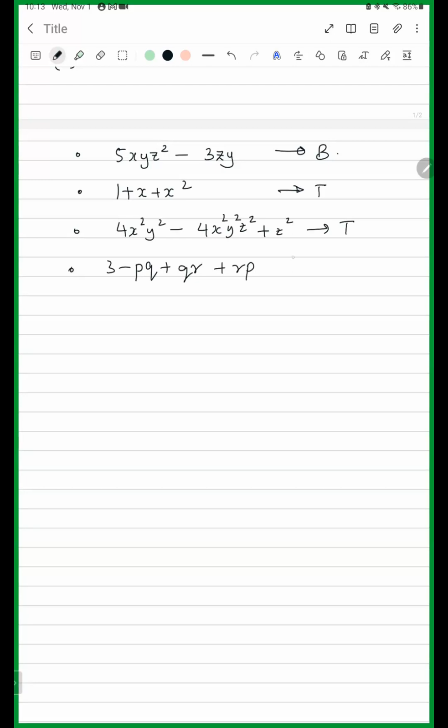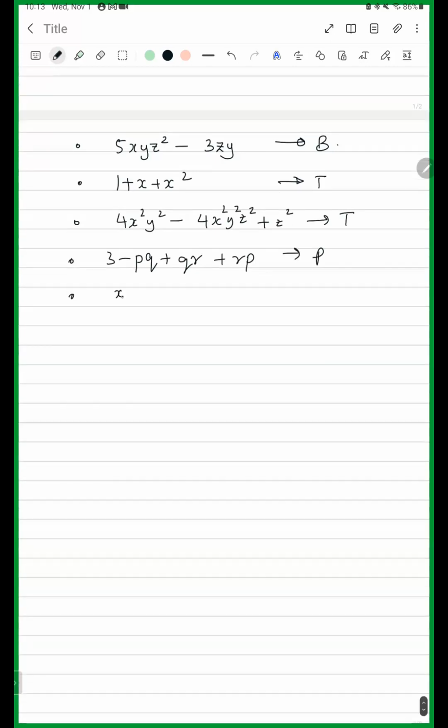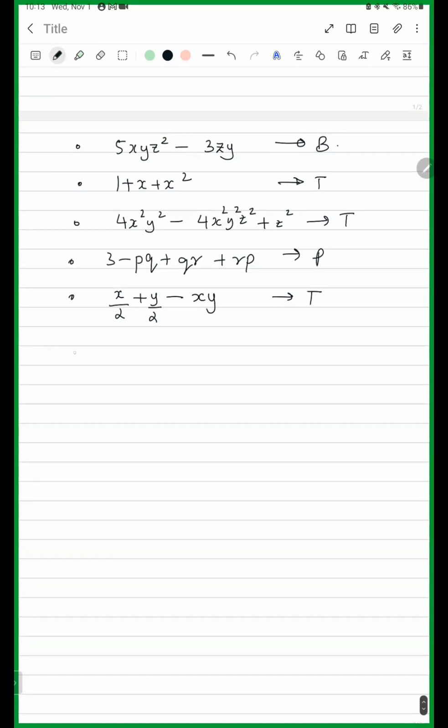Okay, then good. x by 2 plus y by 2 minus xy. This is a trinomial. Then 0.3a minus 0.6ab plus 0.5b. This is a trinomial.